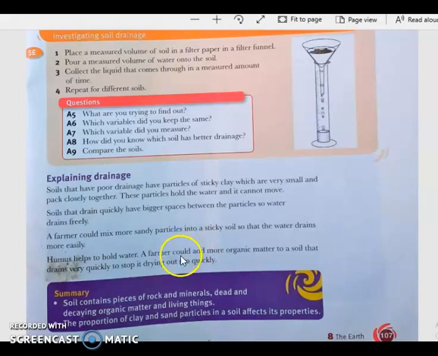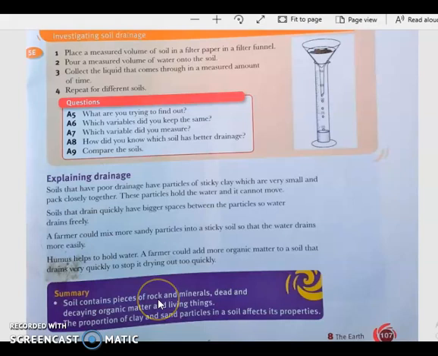Okay, a farmer could add more organic matter to the soil that drains very quickly to stop it draining out too quickly. Right, that is, in that particular place, we can stop the quick draining up to a limit. Okay, so humus helps to hold water. A farmer could add more organic matter to a soil that drains very quickly to stop it draining out too quickly. So here, if it is sticky soil, to avoid that we are adding sand soil. And to avoid quick drainage in sand soil, we are adding humus, or adding organic matter mixed with clay there, that will also be enough. So both will complement each other.